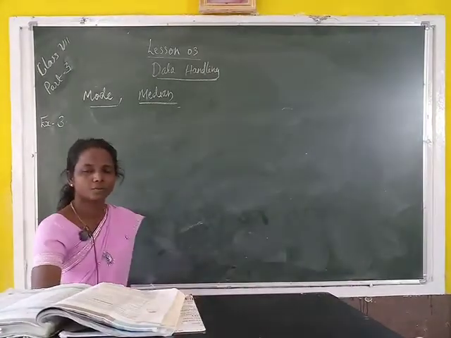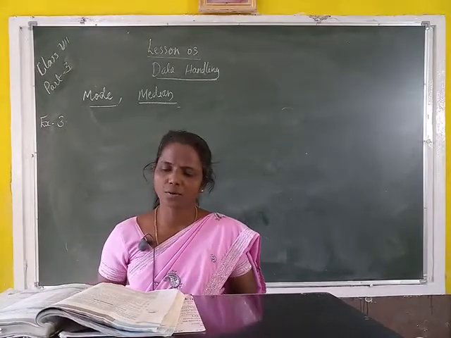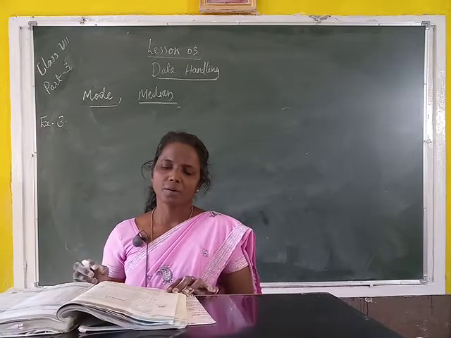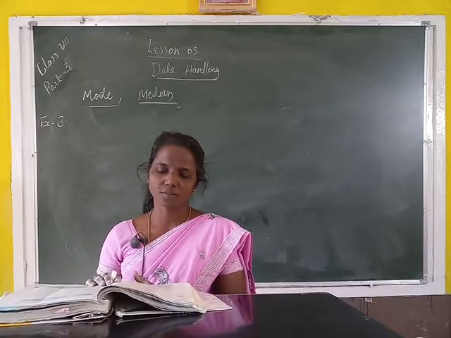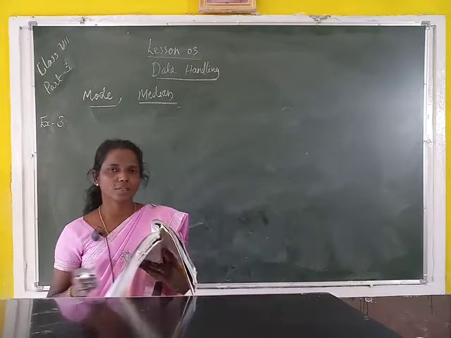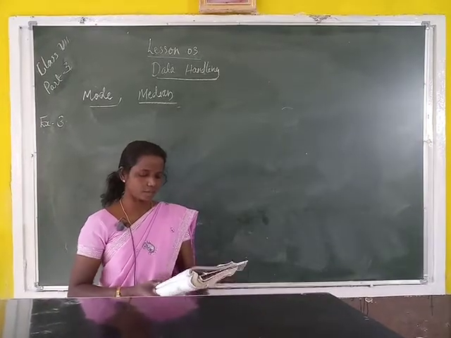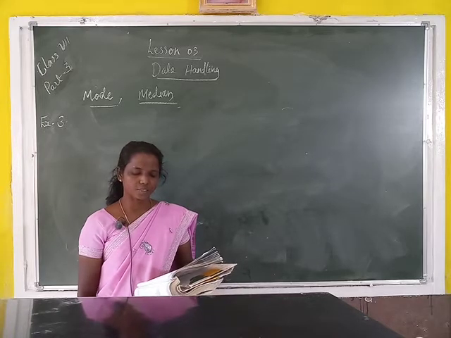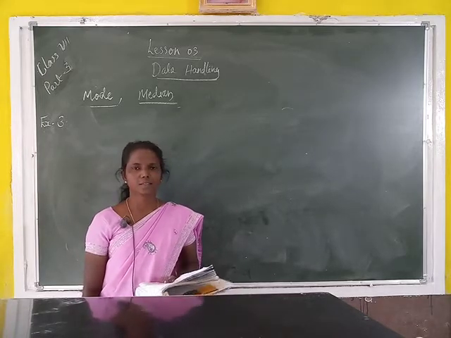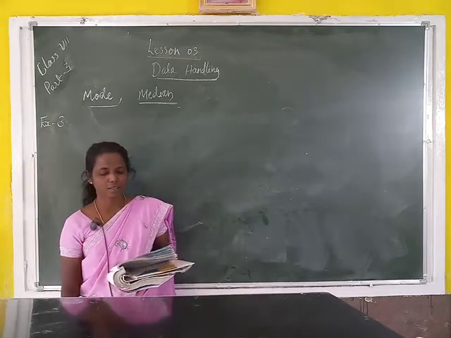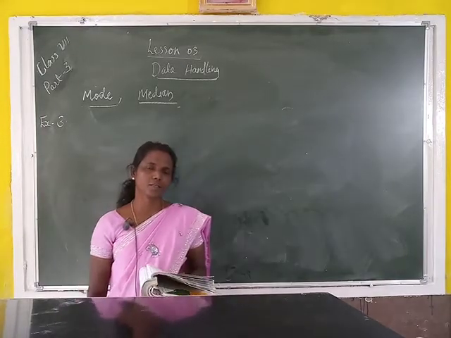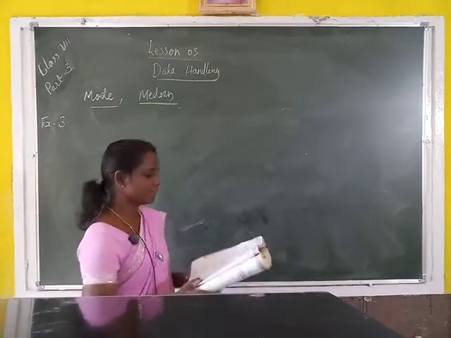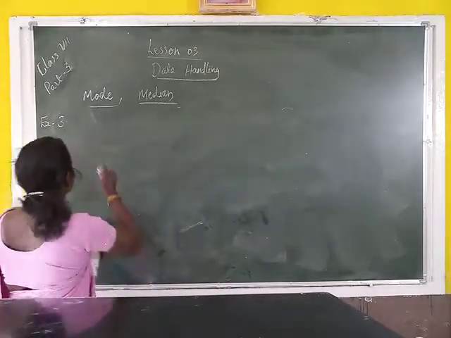Question number 2. The runs scored in a cricket match by 11 players are given here. Find the mean, mode and median of this data. Are the three the same? Find out the mean, mode and median. First, we can find out the mean.